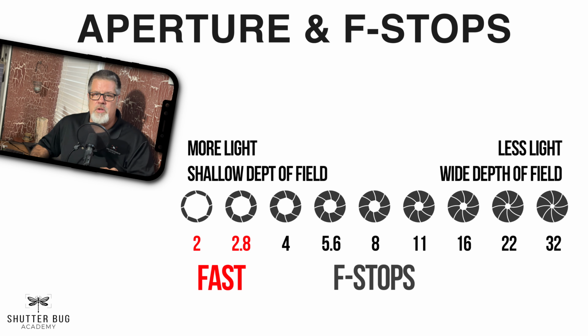The cutoff number that we're going to look at is what we call f2.8. So f2.8 is what we call a fast lens, meaning it lets a lot of light in. An f4 lens, which lets a little bit less light in, is what we call a slow lens. So anything that has an aperture or an f-stop above 2.8 is slow. Anything below is fast.